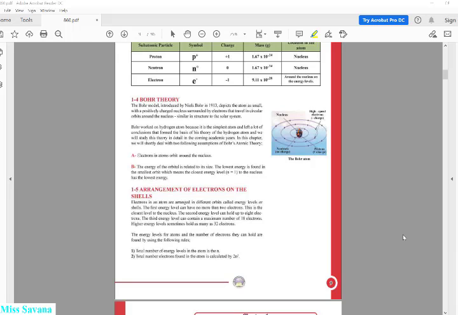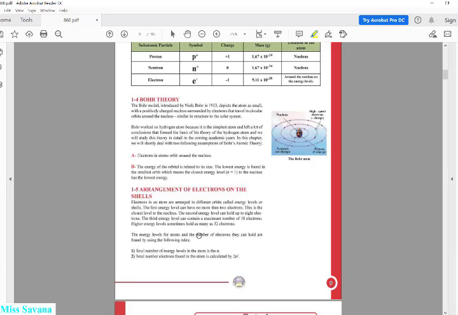Anyway, guys, that was Bohr theory, and the items of Bohr theory that we're going to go deep into in next year. We're going to study Bohr theory in more detail. But for this year, we're only going to talk about these 2 points. After that, we're going to take a subject called the arrangement of electrons on their shells. So what do I mean by that? Arrangement of electrons on their shells.